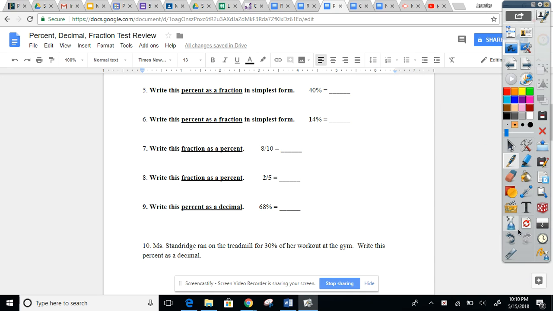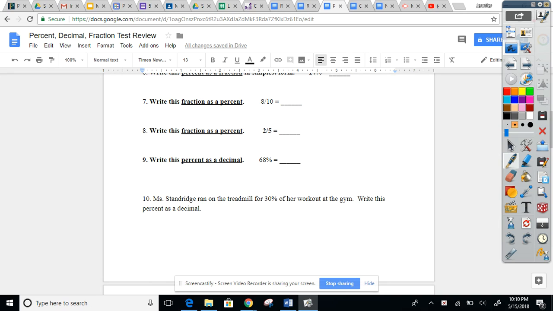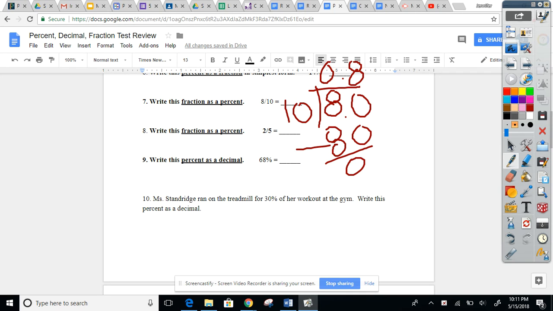Number 6 is the exact same way. Let's do number 7. Number 7, it says write the fraction as a percent. Okay, so this would be 2 different ways. Fraction bar means to divide. The top number, numerator, goes in the house. 10 does not go into 8, so add a decimal and a 0. 10 goes into 80 8 times. But I subtract, that will equal 0.